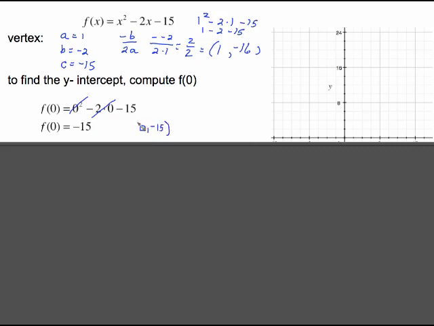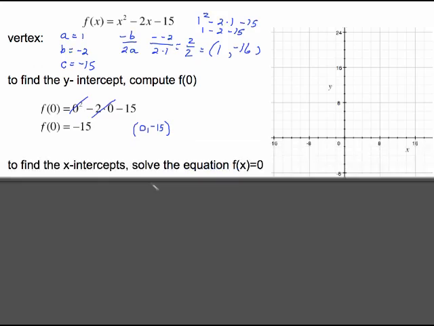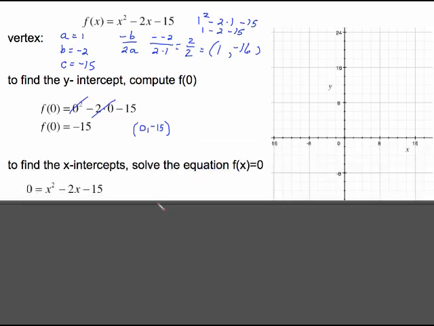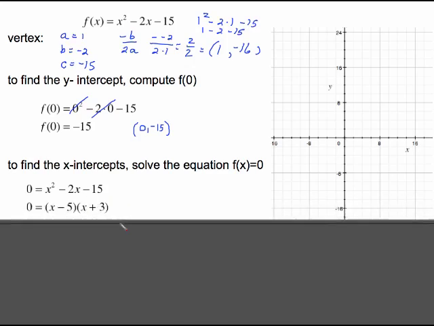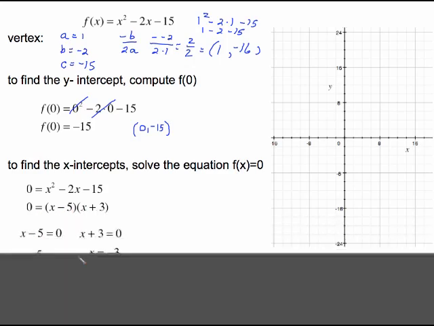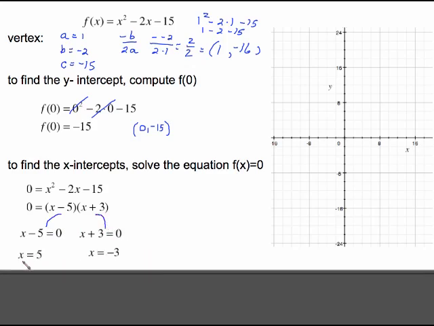To find the x-intercept, then we are going to set the equation equal to 0. The best way to solve this is going to be to factor it. Factors are (x - 3)(x + 5). Because it's multiplication equal to 0, we can use the zero products property, which says set each factor equal to 0, and you have two simple equations to solve to get those two x-intercepts.